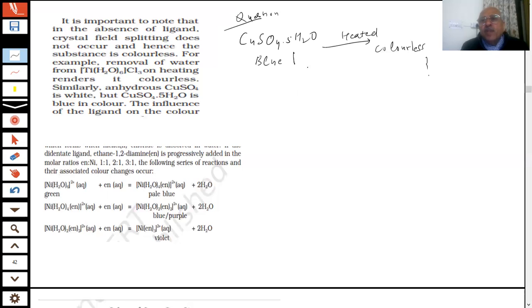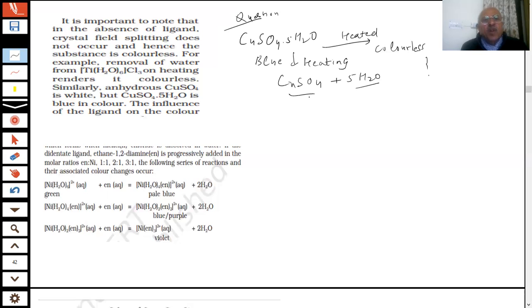On heating, students, what happens to this? It loses water molecules. Water is lost. What is left is copper sulfate. And where are the ligands now? There are no ligands. Okay.